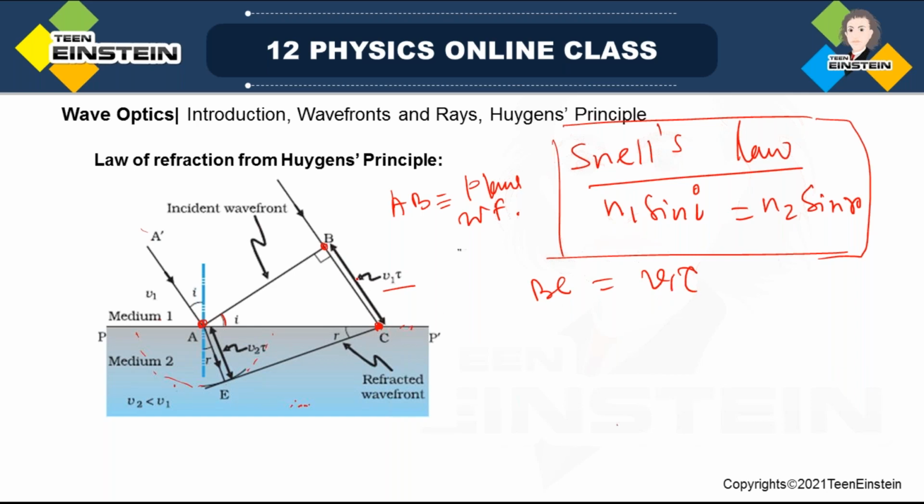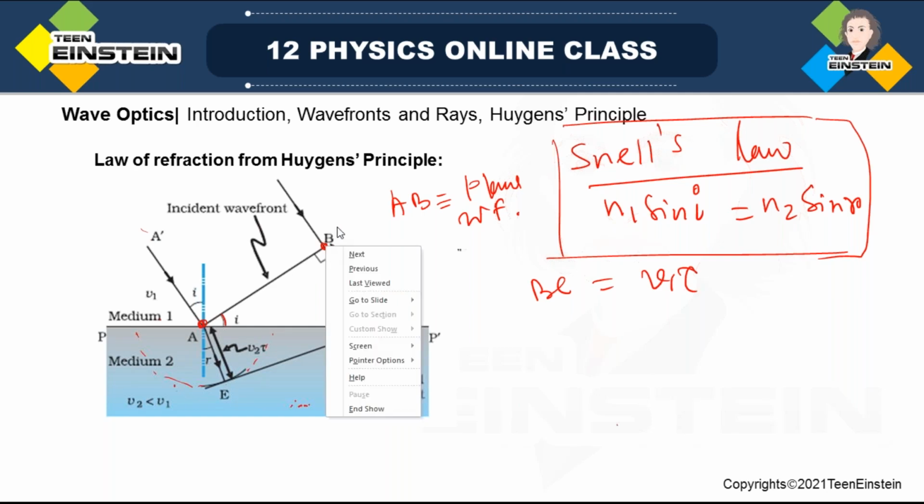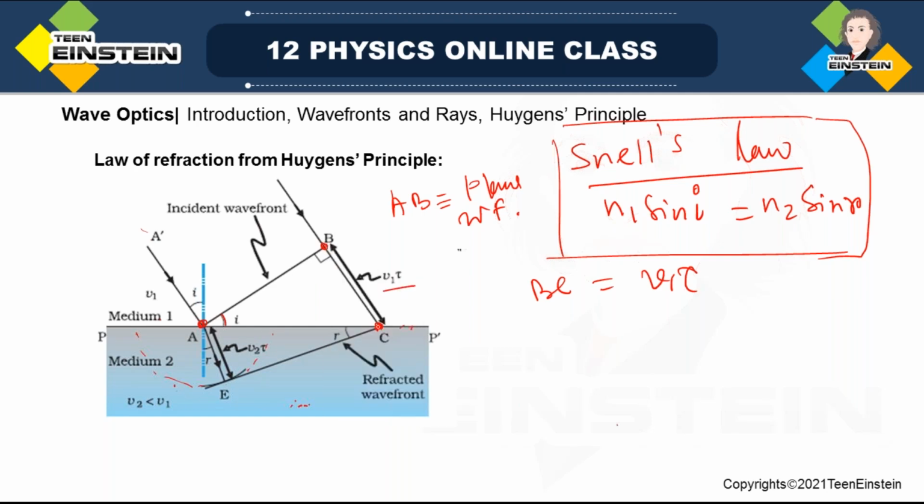This length is equal to v1 tau, because v1 is the velocity of the light in medium 1 and tau is the time a wavefront takes to reach from B to C. So this is the BC length. Now look, if I have to construct the new position and shape of the wavefront, I have to draw a sphere taking this AE as radius.